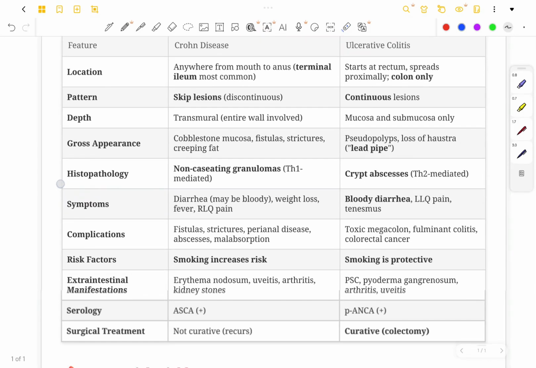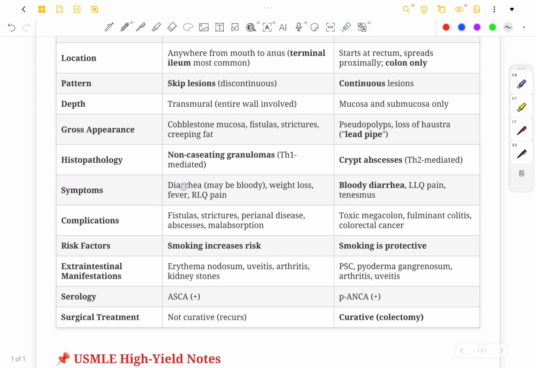6. Symptoms. Crohn: diarrhea, which may or may not be bloody, right lower quadrant pain, weight loss and fever. Ulcerative colitis: bloody diarrhea, left lower quadrant pain, tenesmus, a feeling of incomplete defecation.